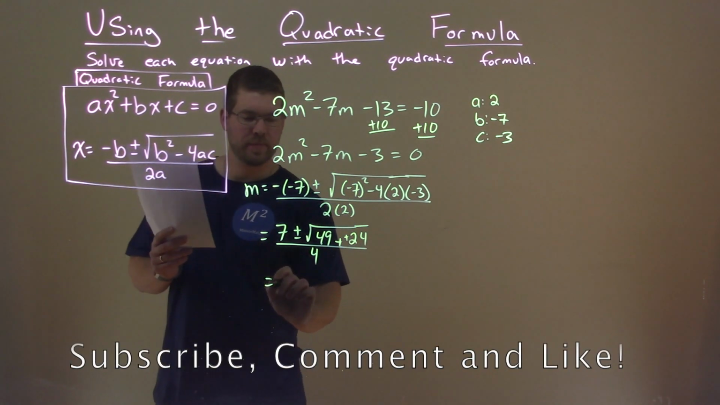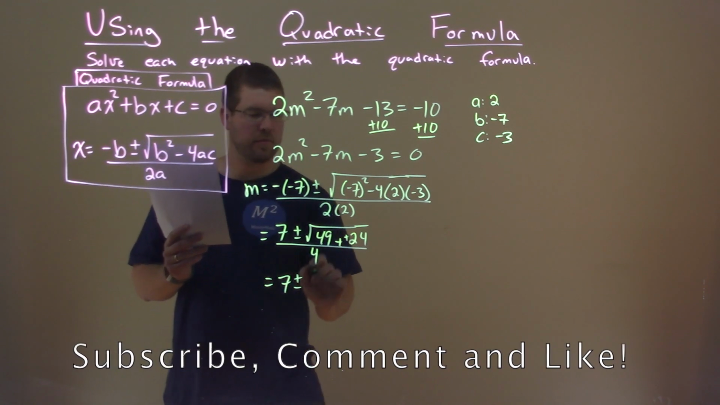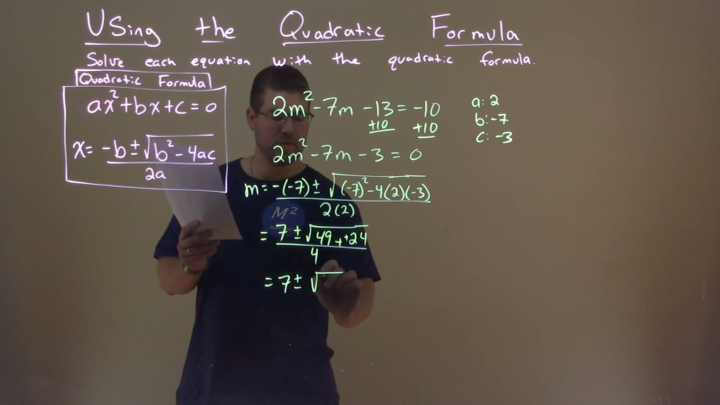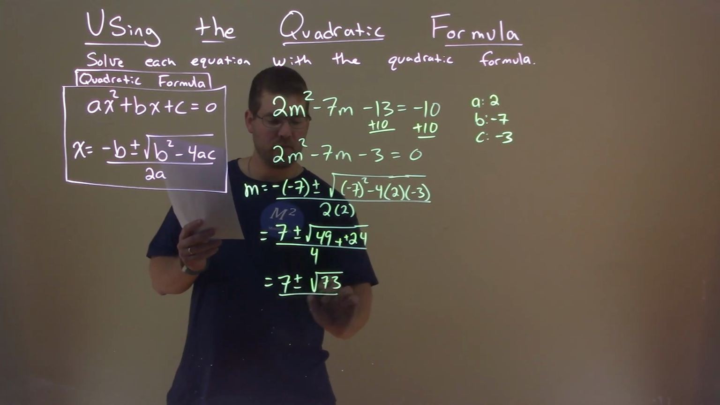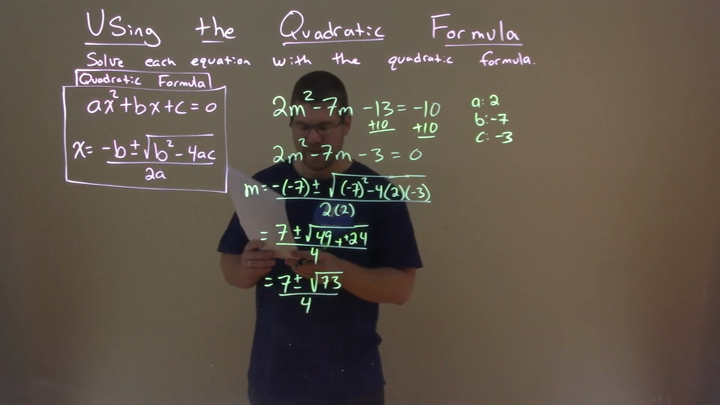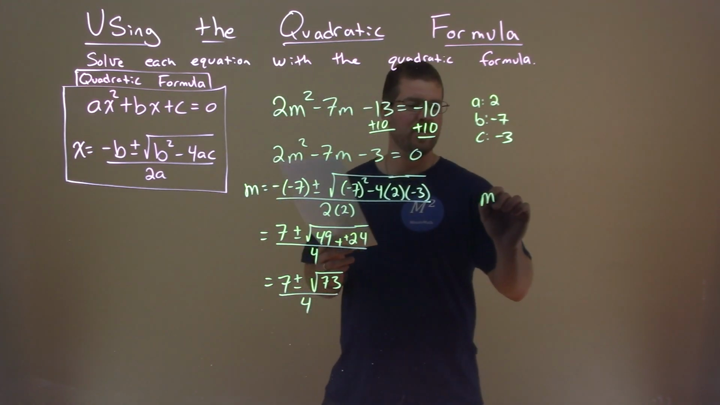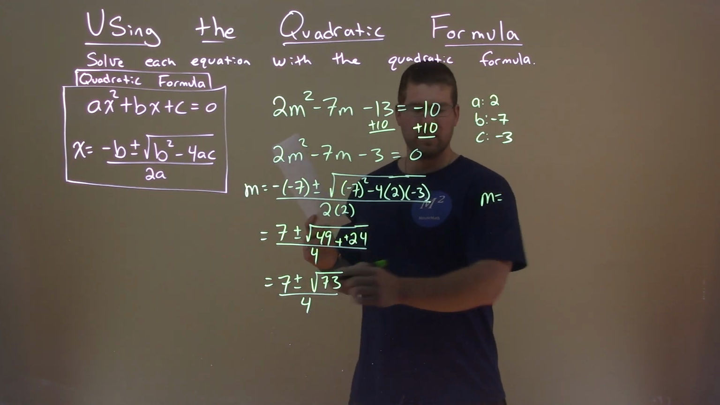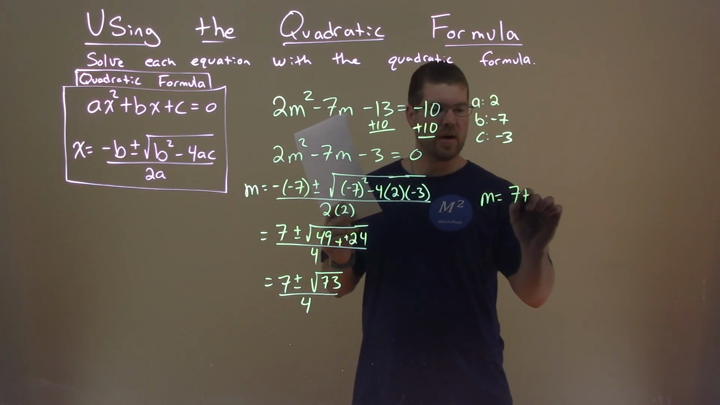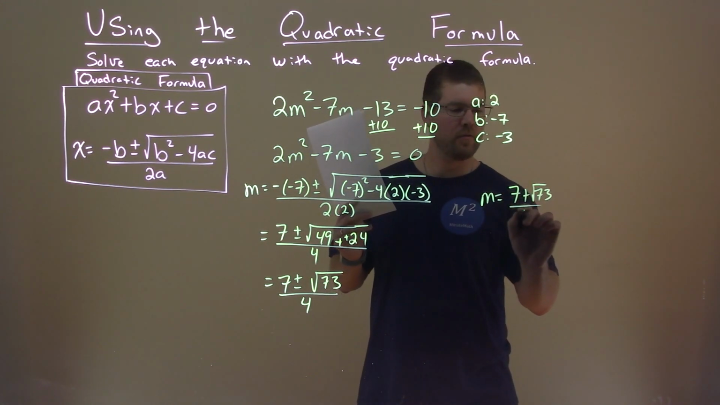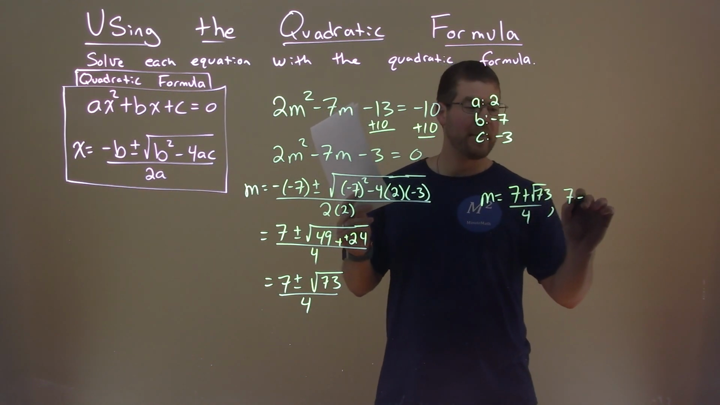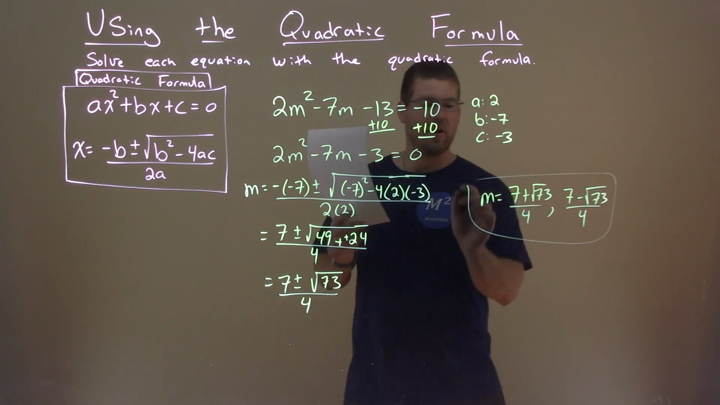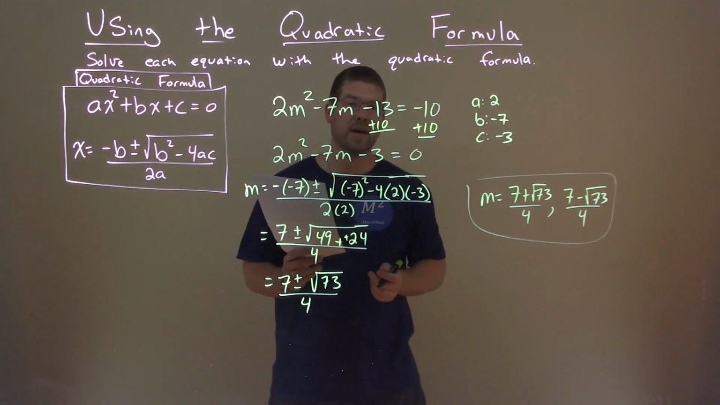Keep on going. 7 plus or minus, let's simplify. 49 plus 24 is 73. So we have the square root of 73 here, and that's over 4. And we're pretty much done here. The square root of 73 doesn't simplify anymore. So let's separate this out. We have 7 plus square root of 73 over 4, and 7 minus square root of 73 over 4. And those are the two final answers.